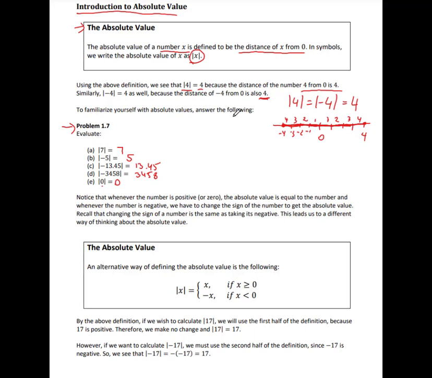What's the absolute value of 0? It's simply 0. So please note that whenever the number is positive or 0, the absolute value is equal to the number. And whenever the number is negative, we have to change the sign of the number to get the absolute value. Okay, so recall that changing the sign of a number is the same as taking its negative. So this leads us to a different way of thinking about the absolute value.